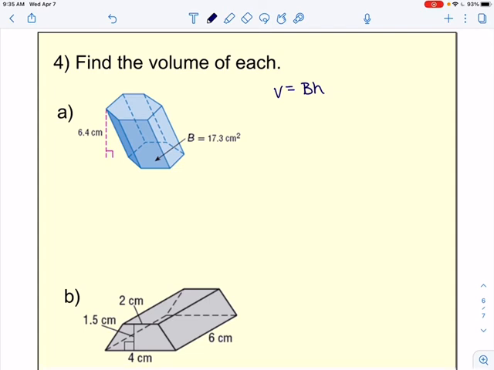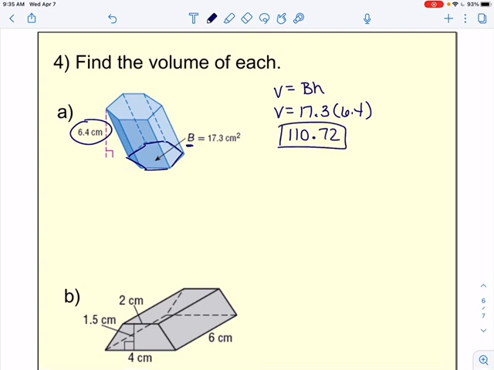Okay, on the bottom, you have 1, 2, 3, 4, 5, 6. There's no formula to find the area of a hexagon, but notice that they put the big B up here. That is the area of the base. So you don't have to find the area of the base here. They're telling you what that is. And then our height is going to be over here. So to find this volume, very simply, all we're going to do is 17.3 times 6.4. And when you do that, you should get an answer of 110.72.